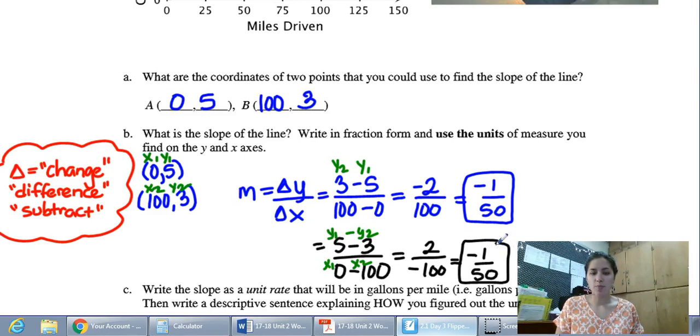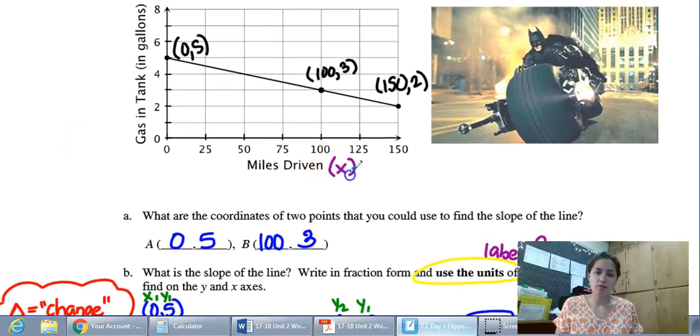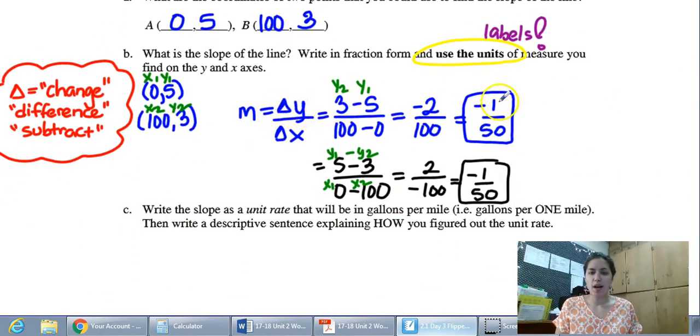Now if we go and interpret, because notice it said, this is important, write in fraction form and use the units. That's talking about labels. So when I look at my graph, X is defined as miles driven, and Y is gas in the gas tank. So if I go back, change in Y, my Y values represent gallons of gas. And if I look at change in X, well, X I know is miles.